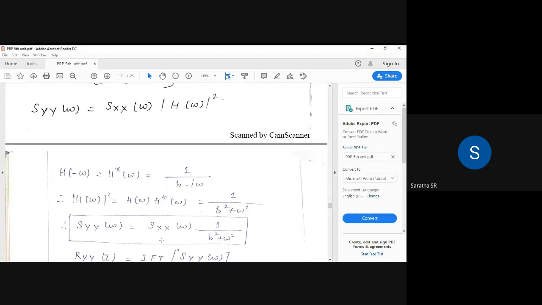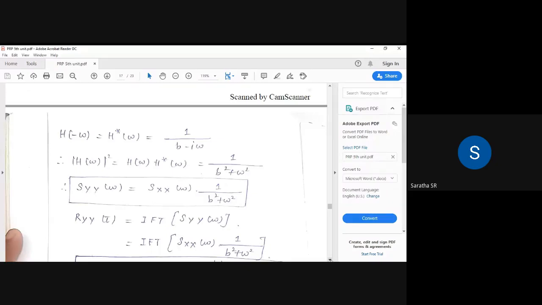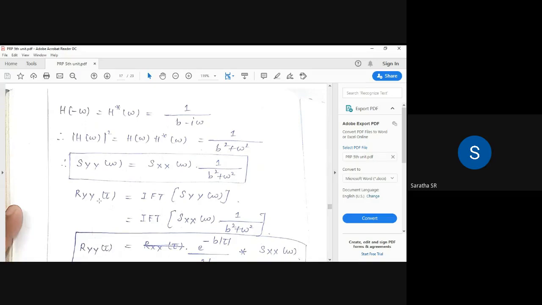So we don't know about Sxx of omega, so we don't need to replace here. We'll keep Sxx of omega only. If they gave it, we can find that Sxx of omega. Otherwise, you keep that Sxx of omega as it is. So Sxx of omega times 1 divided by b plus I omega. But we have to find the output correlation function, no?